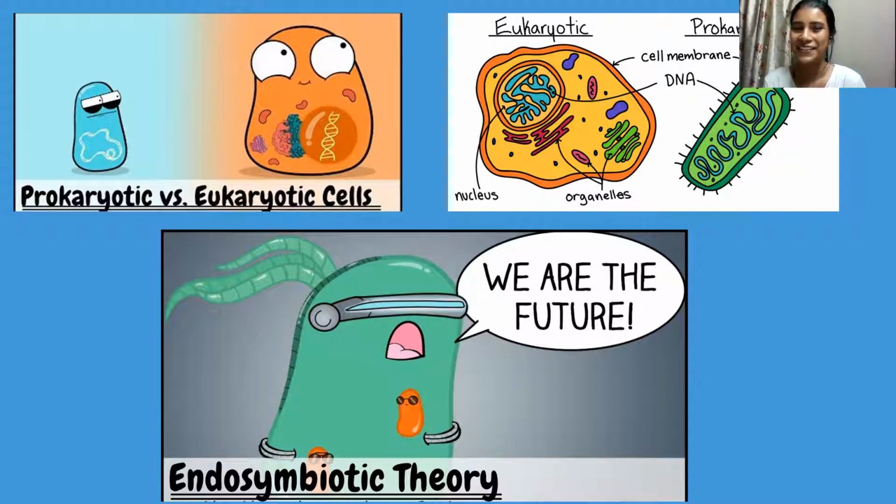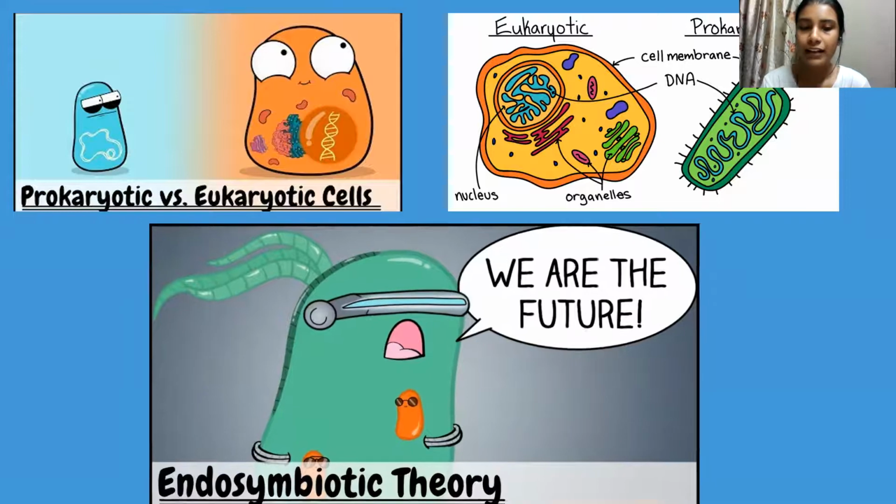Yes, eukaryotic cells are a bit more complex, but nevertheless, they are a part of this, so we need to study them. But before that, I'm going to talk about one theory as to how eukaryotic cells became complex, how they came to have all these complex organelles in them. This was explained by the endosymbiotic theory.